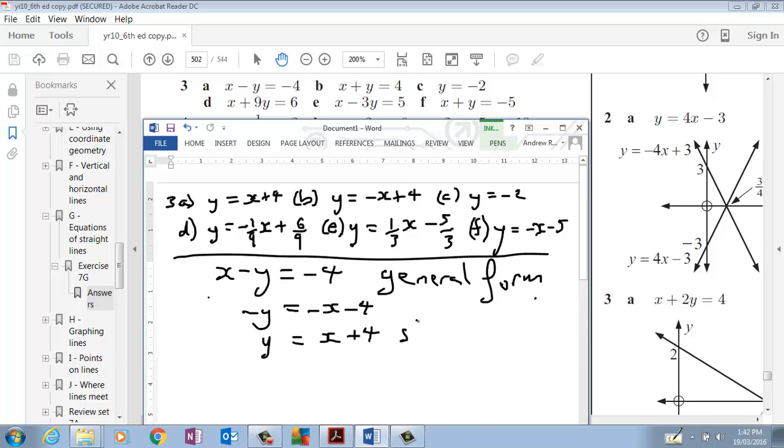Now that is called slope-intercept form. The reason why that's called slope-intercept form is because the first number is the slope, the second number is the intercept. It's in the form y equals mx plus c. Both are the same. I prefer the slope-intercept form. It's more useful in the graphics calculator because you can put it straight into the y equals and graph it. But by year 11 you should be able to convert between general form and slope-intercept form.